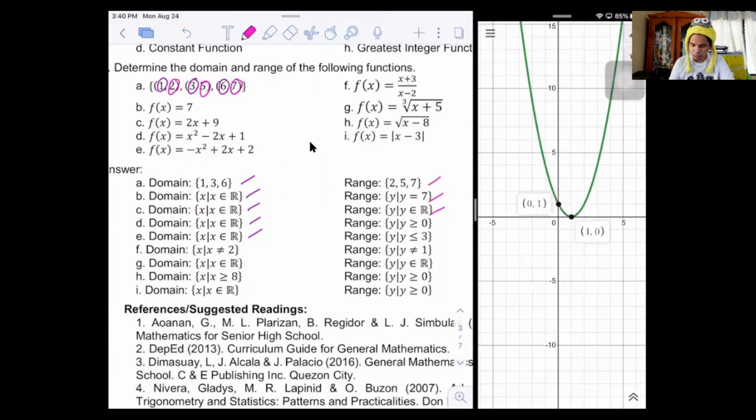The lowest point here is... for the domain, ano to siya, all real numbers. But for the range, the lowest value of y here is 0. That is why the range is set of all y such that y is greater than or equal to 0. And since it opens upward, ang kaniyang vertex, it is the lowest point. But if this parabola opens downward, the vertex serves as the maximum point.